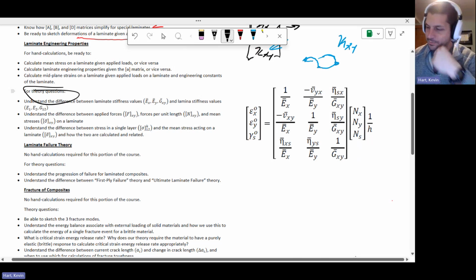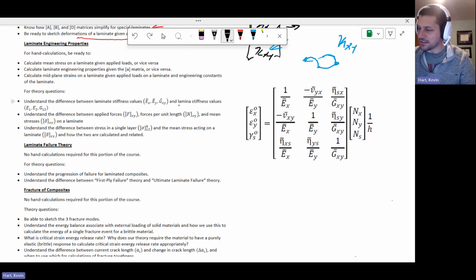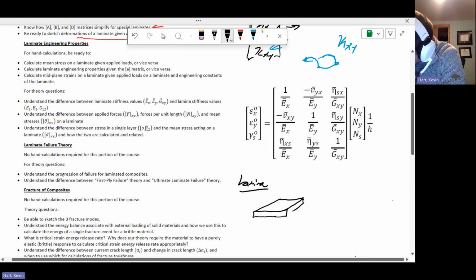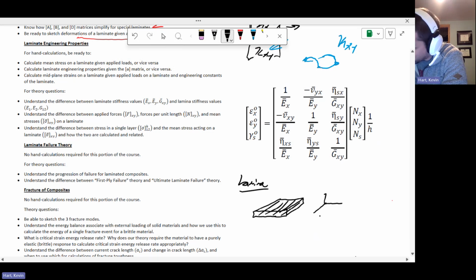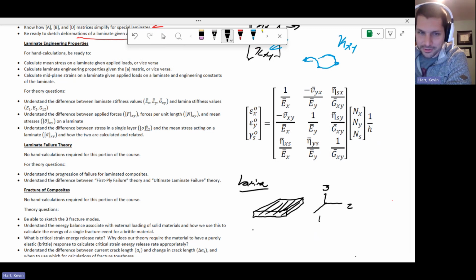All right, theory questions. For theory questions, understand the difference between laminate stiffness values and lamina stiffness values. This is a good one, all right? So a lamina is a single layer, right? A lamina is one single layer of unidirectional material. So in a lamina, you have fibers just going in one direction. And a lamina has a very well understood material coordinate system, right? One in the direction of the fibers, two across the fibers, and three in the out of plane direction, typically. Okay? So for a lamina, the modulus in the one direction is the modulus in the fiber direction.